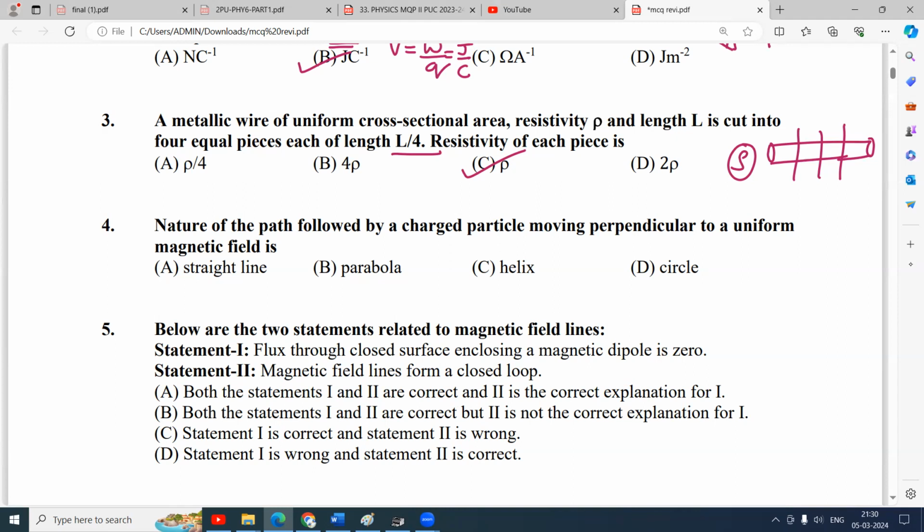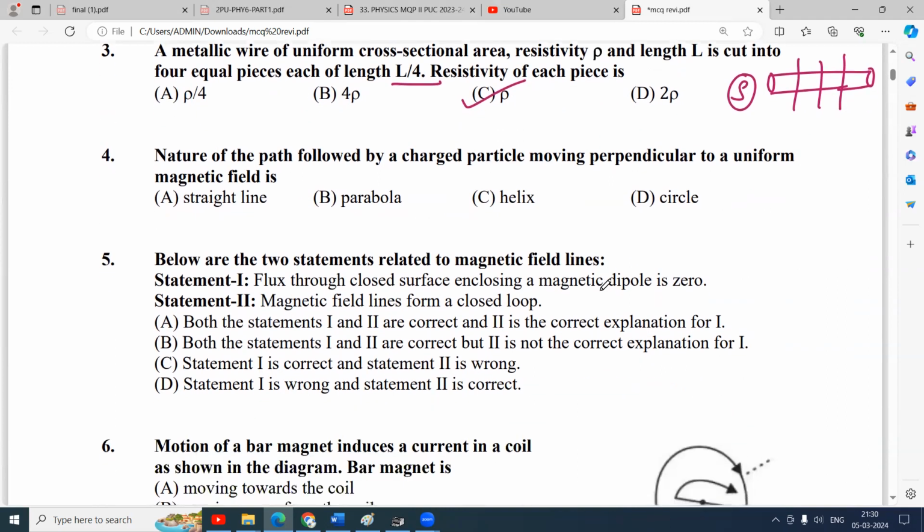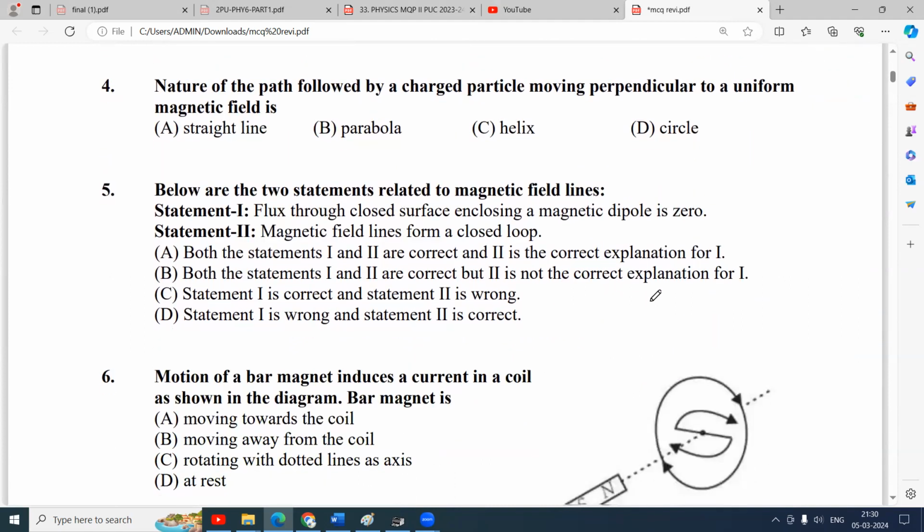Okay. Question number 4. Nature of the path followed by a charged particle moving perpendicular to a uniform magnetic field. This is the area where different types of MCQs can be framed. A charged particle is moving perpendicular to a uniform magnetic field. So you know that when the magnetic field is like this, if it is uniform and the charged particle is moving perpendicular to it, then the path is a circle.